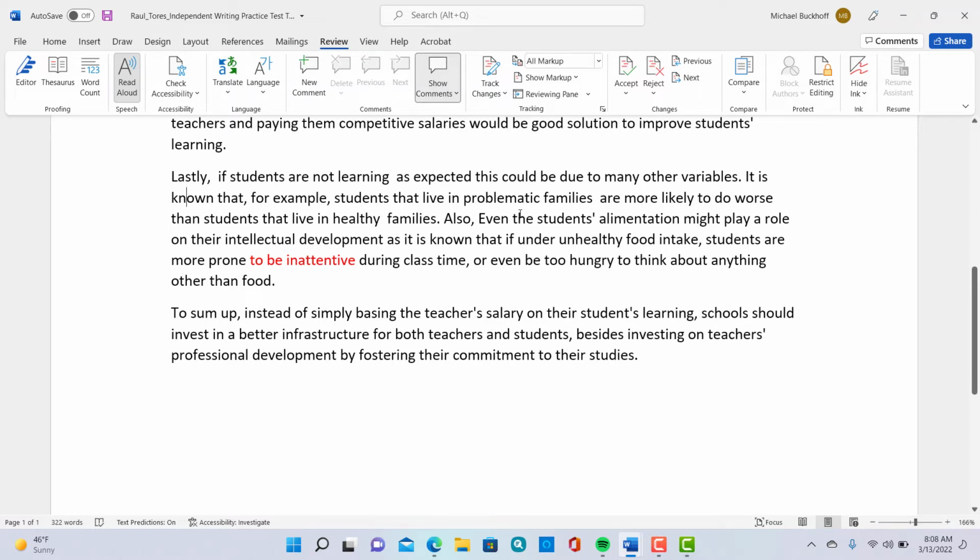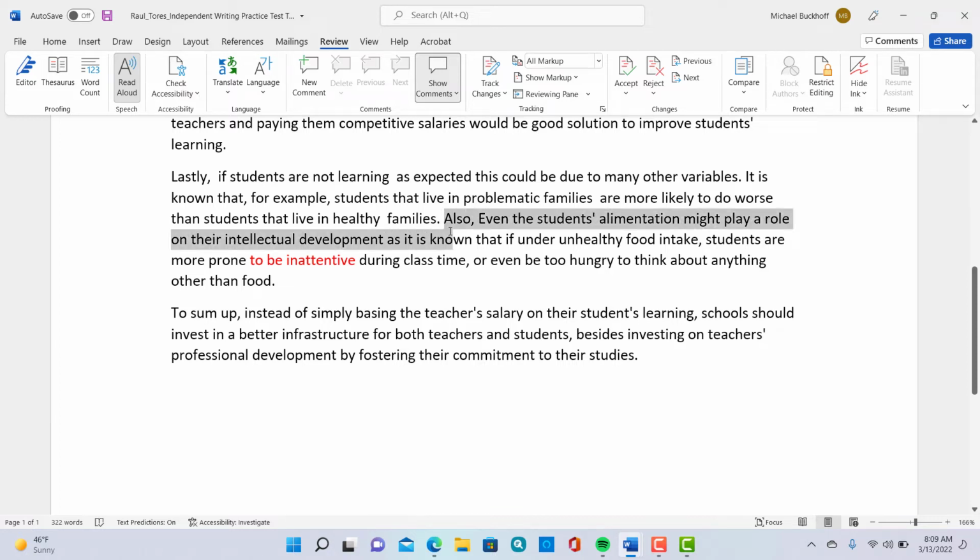Also, even the students' alimentation might play a role on their intellectual development, as it is known that if under healthy food intake, students are more prone to be inattentive during class time or even too hungry to think about anything other than food. But this is the problem. You talk about students that live in problematic families, but you don't give any example of a student who lived in a problematic family.